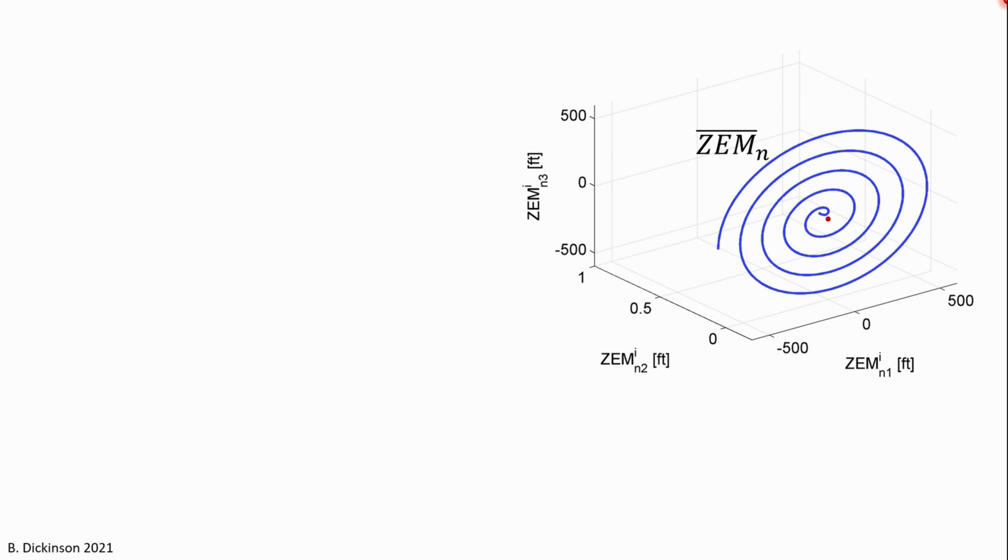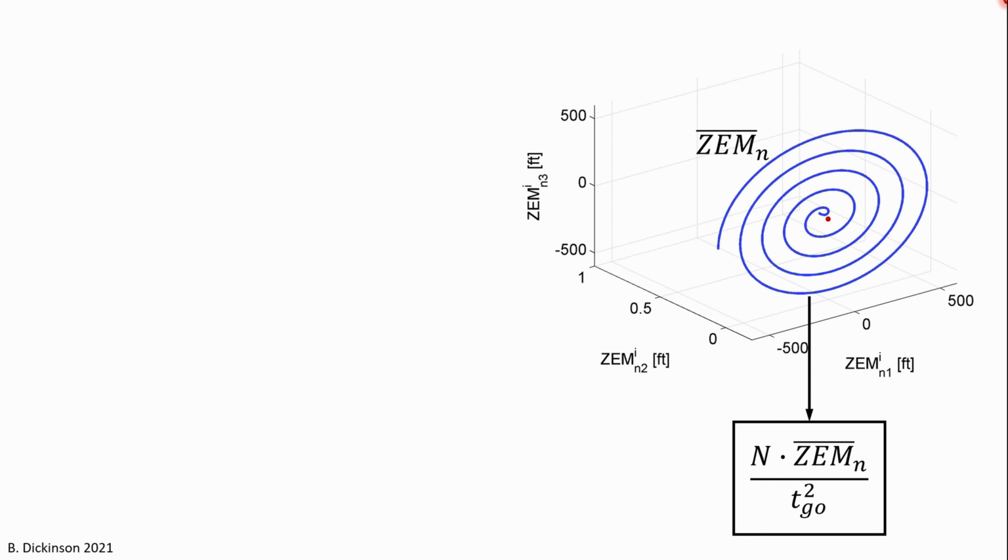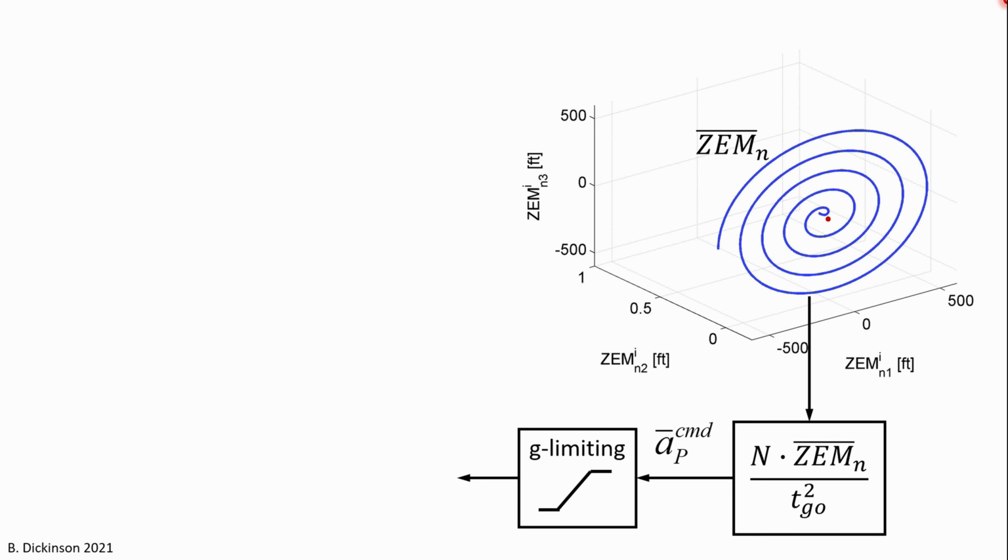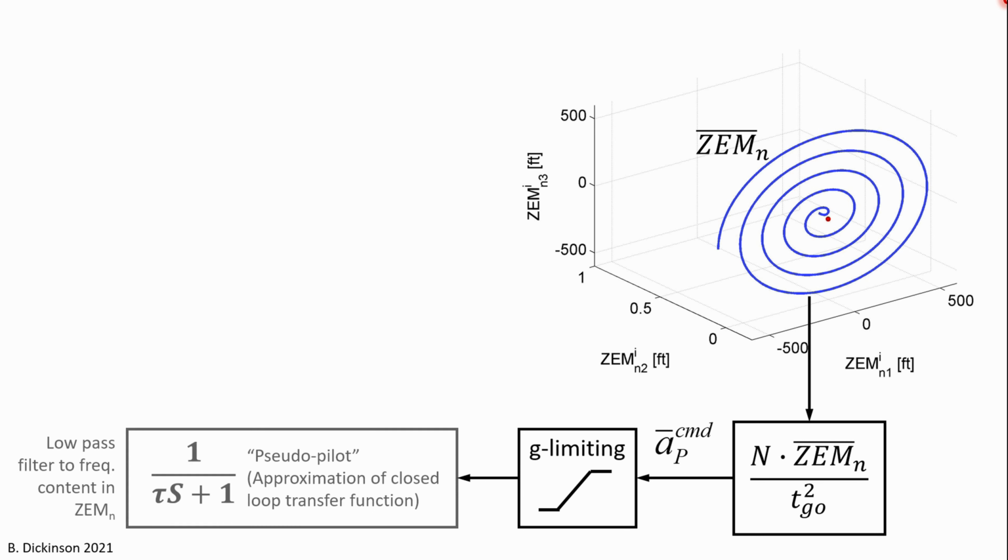Here's that zero effort miss plot again for the 10-second time constant. This is essentially what goes into our zero effort miss form of pronav. And then of course we have the G limiting, and that goes through the pseudo-pilot. And that's an important point right there. The pseudo-pilot, and in reality the autopilot, they act as low-pass filters. There's only a certain frequency content up to which they can respond to, and that's just dictated by the bandwidth of that autopilot or pseudo-pilot.